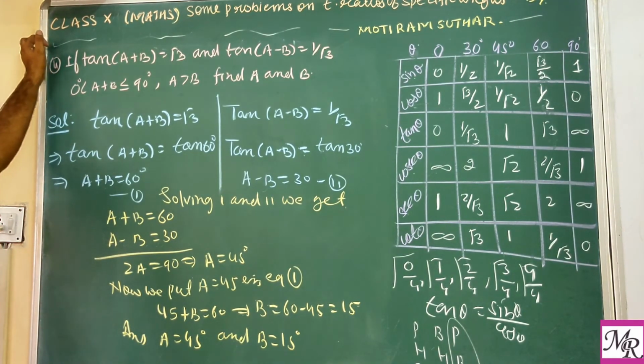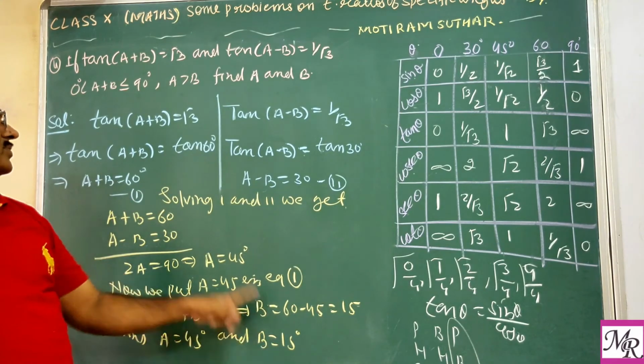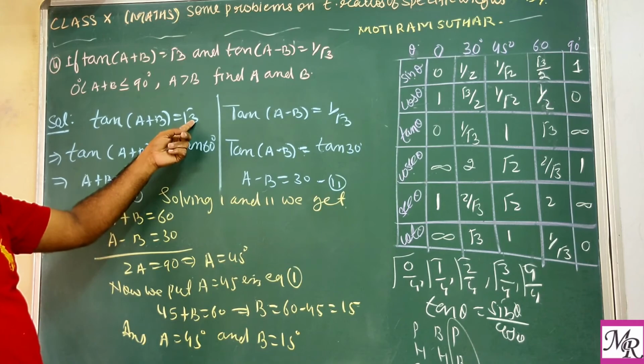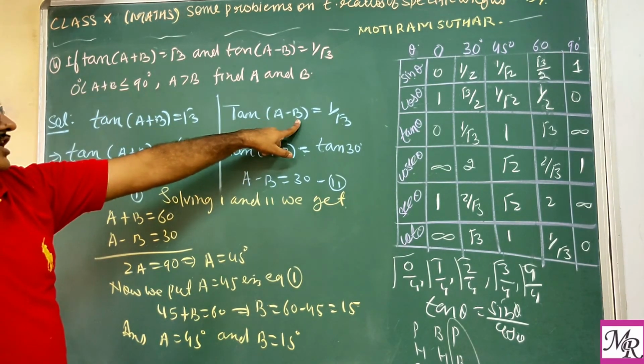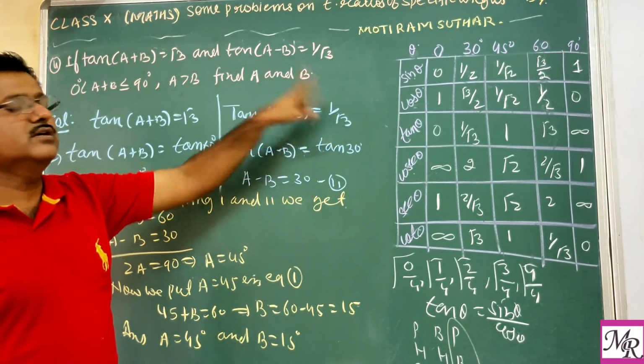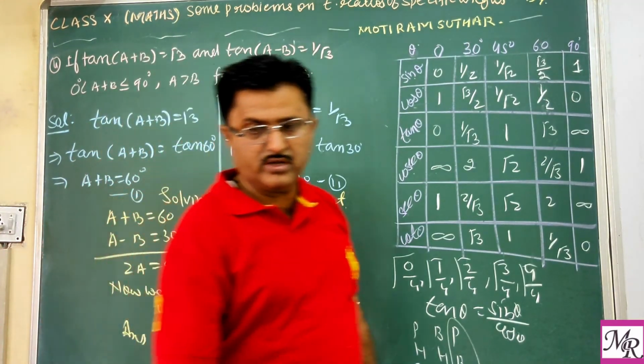You can also verify this. Suppose A is 45, B is 15. 45 plus 15 is 60. That is tan 60, whose value is root 3. Then the difference of A and B: 45 minus 15 is 30, and tan 30 is 1 by root 3. That's why our answer is correct. There should be no problem.